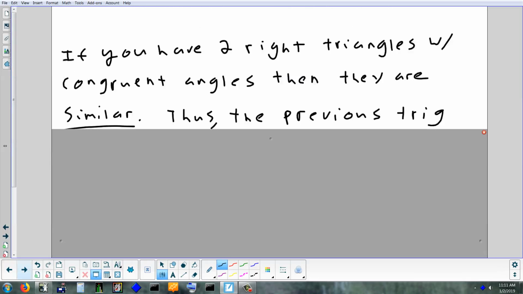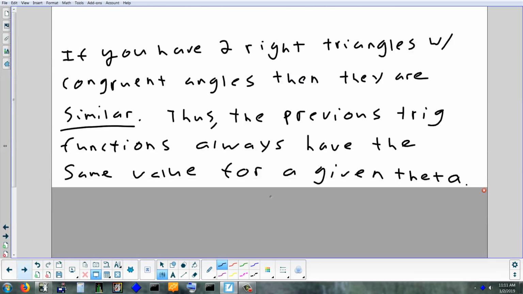So if we have two right triangles with congruent angles, then they are what we call similar. Doesn't mean they're identical. Doesn't mean the triangles are congruent. But it does mean the triangles are similar if all the angles are the same. Why is that important? Well, what that means is the trig functions that we just went over, sine, cosine, all 6 of them, always have the same value for a given angle. Doesn't matter the size of the triangle.